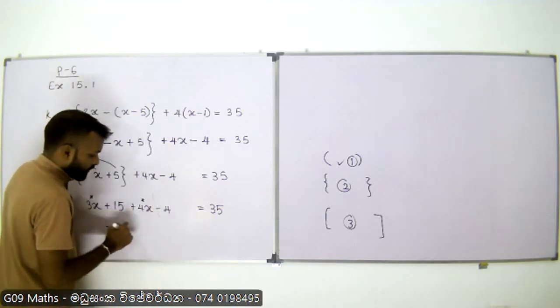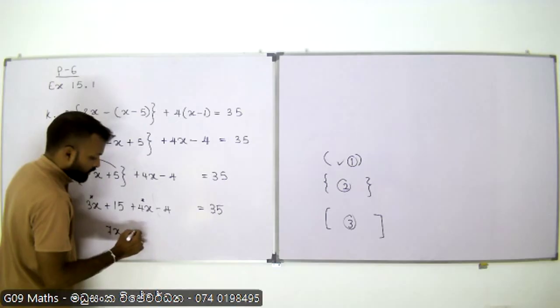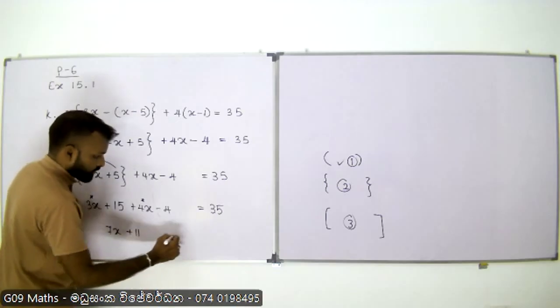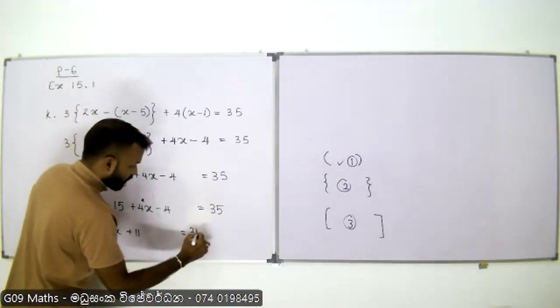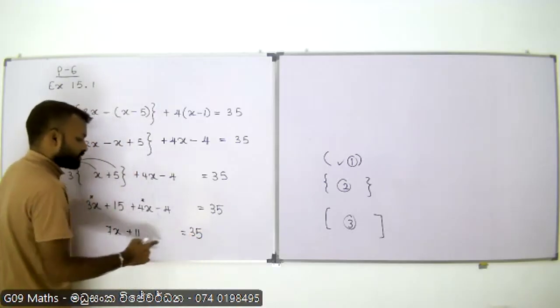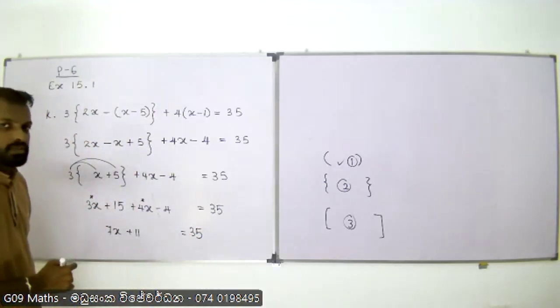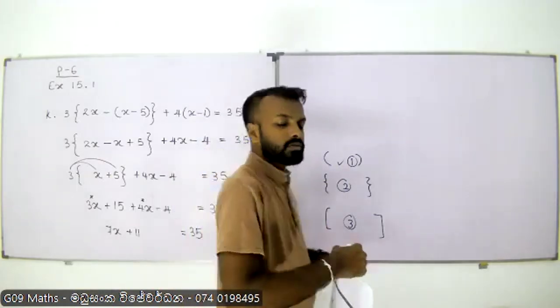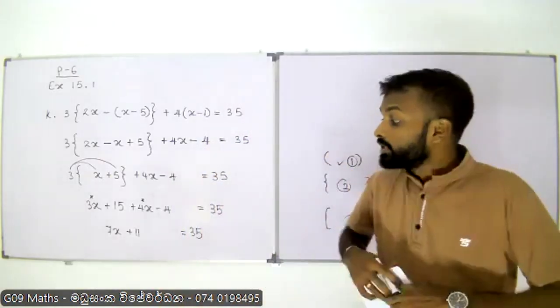15 minus 4. 15 minus 4 plus 11, right? Positive 11 is equal to 35. Now you know how to do this. This is a simple equation, right? You know how to solve a simple equation.